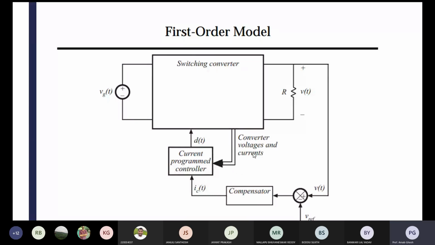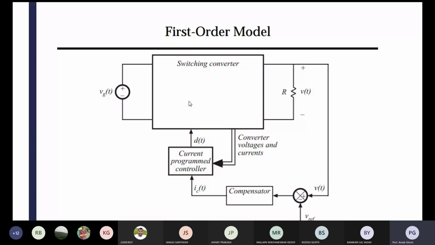Sometimes the PFC concept is there, that's why it is written converter voltages and currents. If there are different energy storing elements, meaning more inductors, like the interleaved converter that I told in my last class, then more inductor currents will be required. More phases means more currents. So that is directly coming to that point and you are calculating the duty. After calculating the duty, you can directly get the duty ratios or duty cycle for the switching devices.